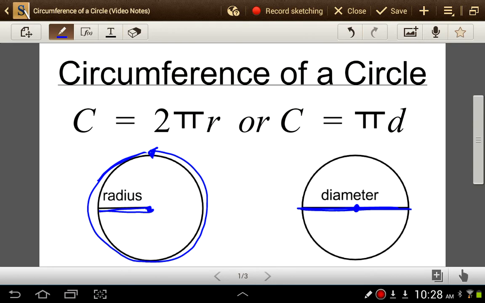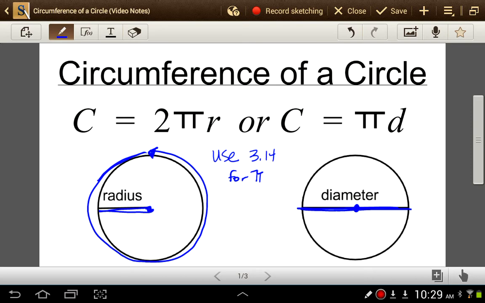Okay, our formula for circumference with the radius is going to be 2 pi r. 2 times pi, and we're going to use 3.14 for pi. Okay, so 2 pi r. The reason is because the radius is only half as big as the diameter, so you have to have 2 radius to be the full width.